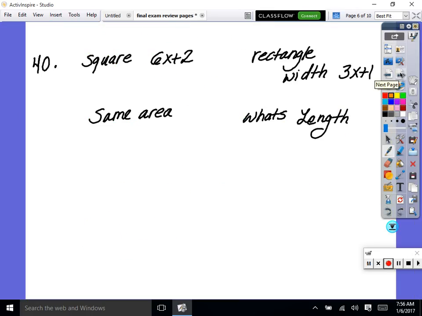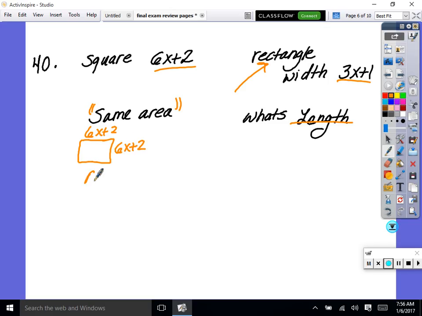A square, so read number 40: a square has a length of 6x plus 2. A rectangle has this width. It says that they have the same area. And it says, what's the length of the rectangle? Okay, let's draw a picture here. So a square is the same length and width.